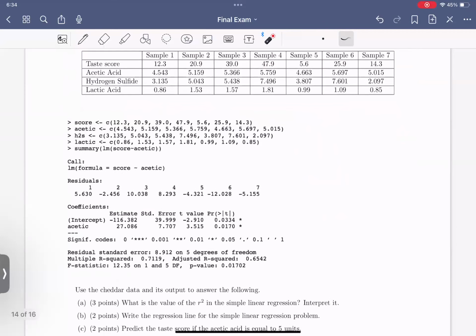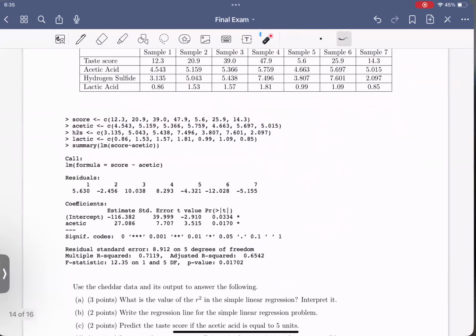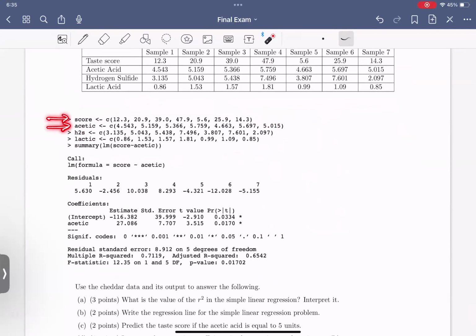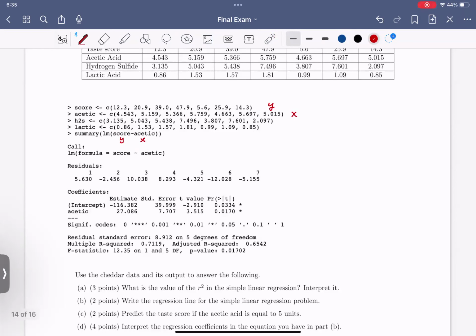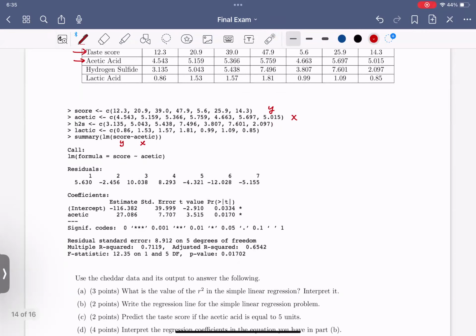So you use regression here. This is a regression. You can see that they input the score, acetic acid, H2S, and lactic acid, and then run summary of lm of score versus acetic. So basically they use score as Y and acetic as X. So they're going to build a regression based on test score and acetic acid, with test score as Y and acetic acid as X. And then what you get is this output.